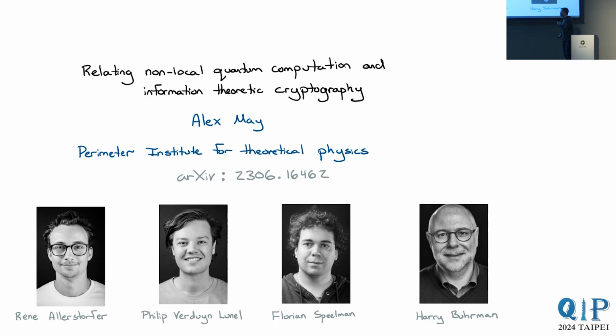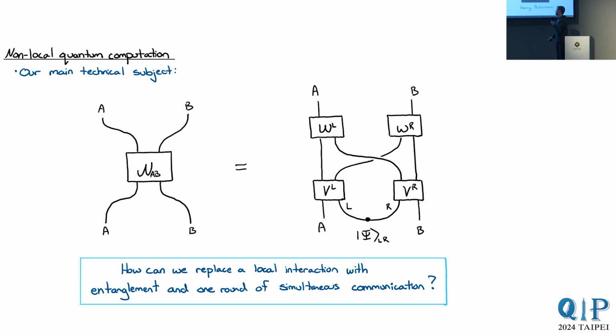Okay, so what I'm going to be talking about is a new relationship between two previously unrelated fields, which are non-local quantum computation and information theoretic cryptography. Good. So I want to start out by skipping to the main technical question, which is about replacing a local interaction with entanglement and a single simultaneous round of communication.